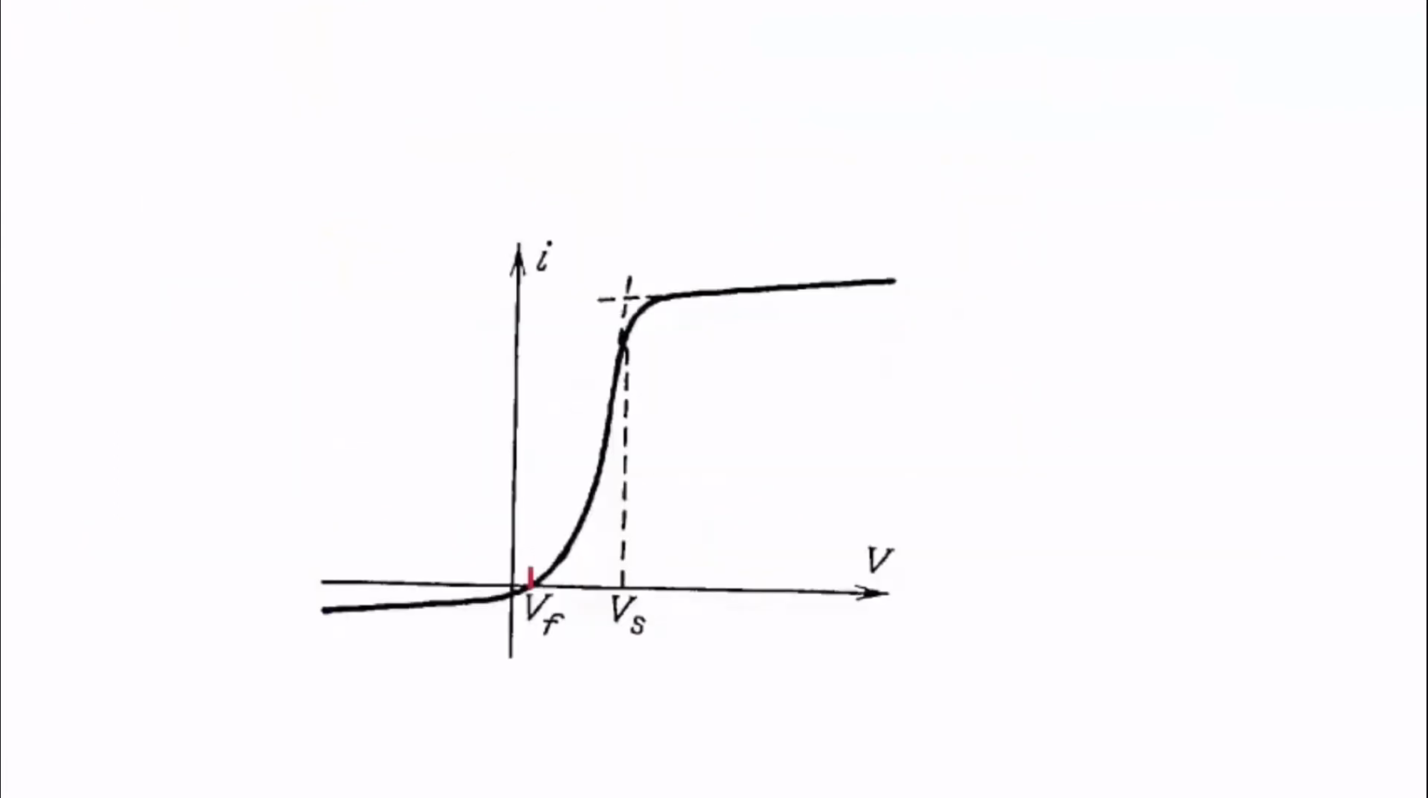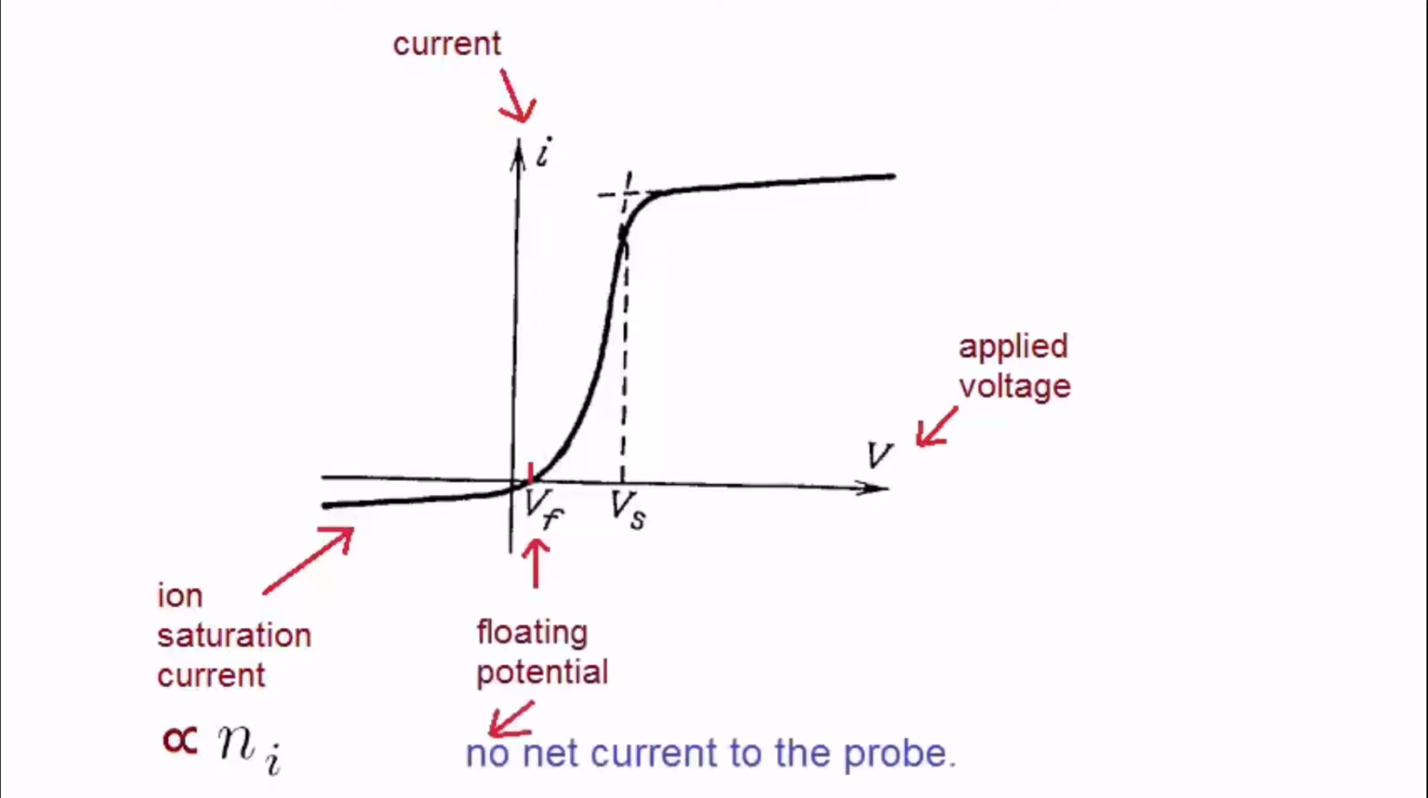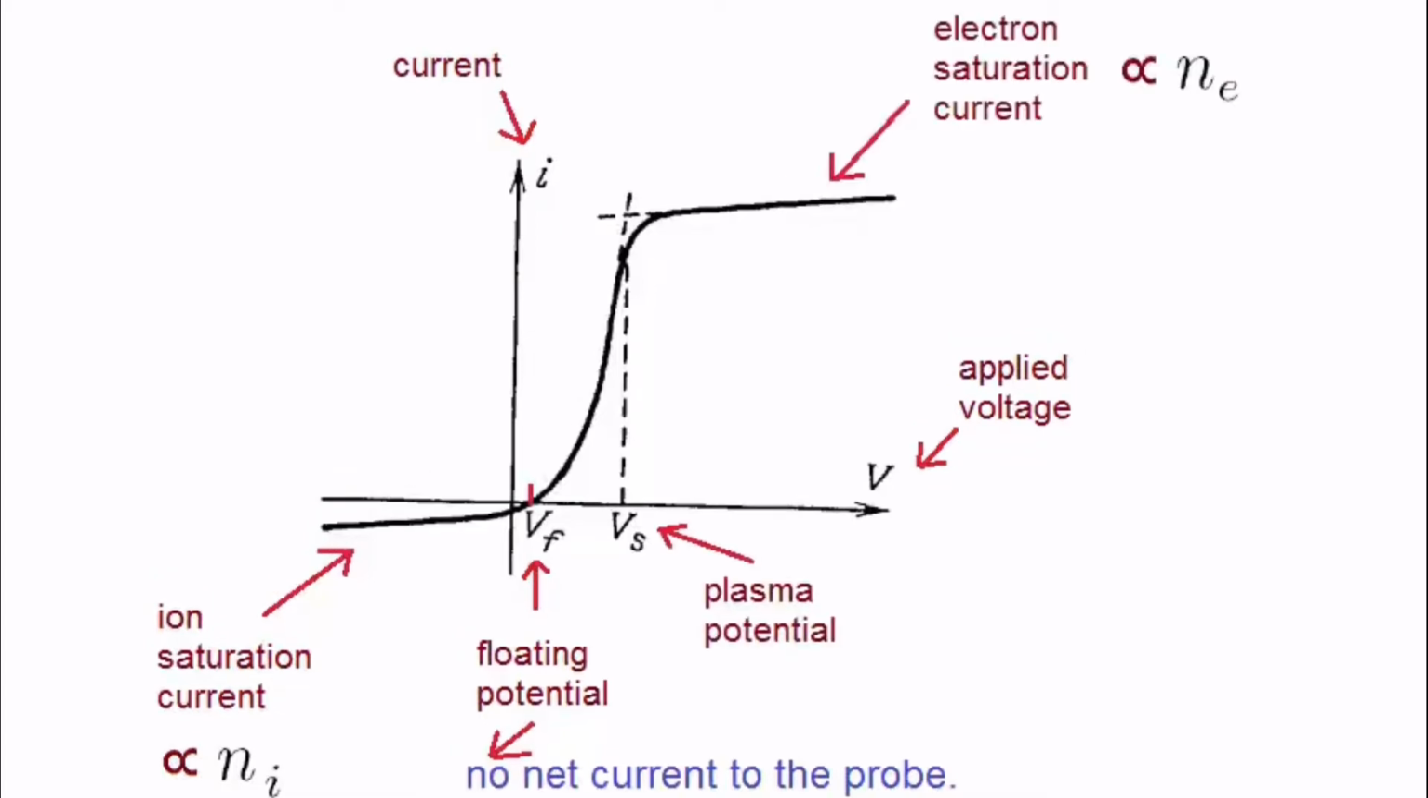Let's see the plot, where V is the applied voltage and I is the current. Here is the ion saturation current, which is a highly nonlinear curve, as we can see, and it allows the density of the ions to be determined. Vf is the floating potential, where electron and ion current are equal, therefore no net current to the probe. Vs is the plasma potential, before the electron saturation current region. It enables the electron density to be determined.